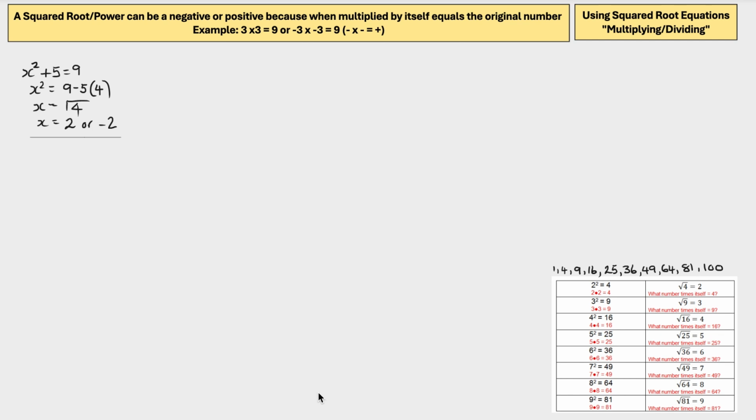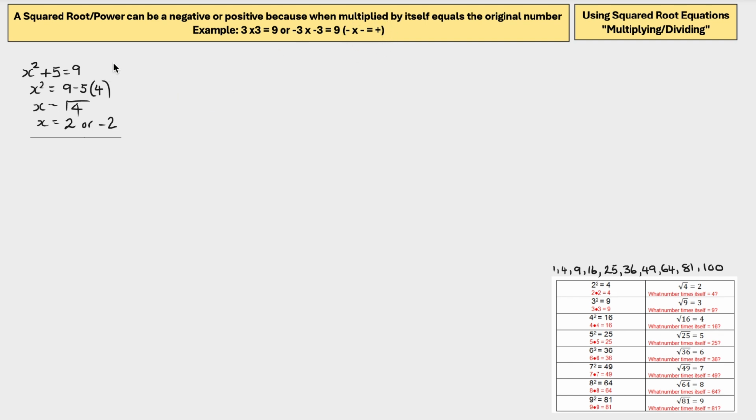In this video, we're going to be looking at square root equations with multiplying and dividing steps. Just a quick reminder that there are always two possible answers. It could be 3 times 3 equals 9, for example, or minus 3 times minus 3 equals 9. They both come to the original number, which is 9. Minus times minus equals a plus. You really need to remember this rule.